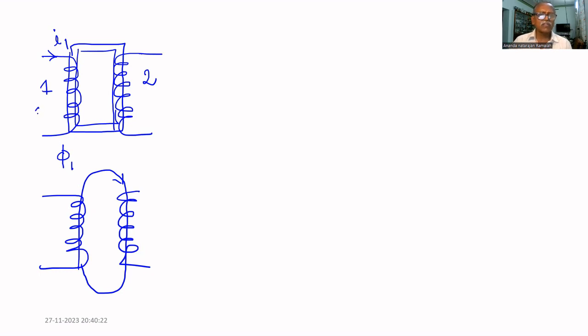So the flux produced in the first coil is phi 1 1. This first one indicates the first coil. The second one indicates I1.